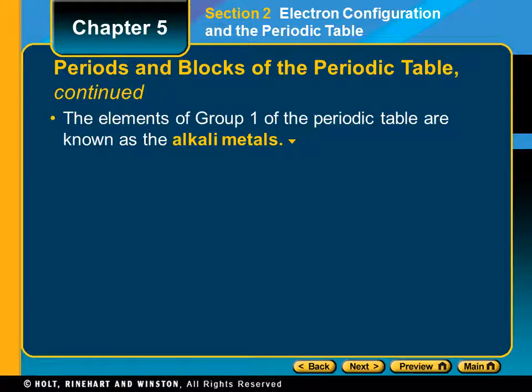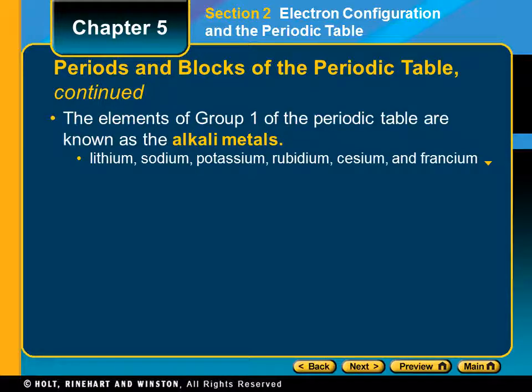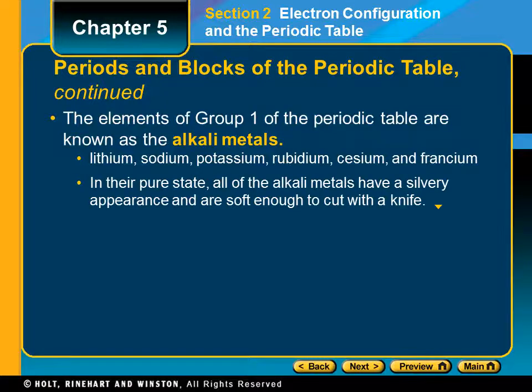So if we look at group 1, that's going to be the group all the way over. Group 1 to the left. Group 1 are the alkali metals. What falls under the alkali metals? Lithium, sodium, potassium, rubidium, cesium, and francium. And in their pure state, all the alkali metals have a silvery appearance and are soft enough to cut with a knife. So sodium, we describe sodium as a metal, but it's a soft metal. You could take a butter knife and cut sodium in half.